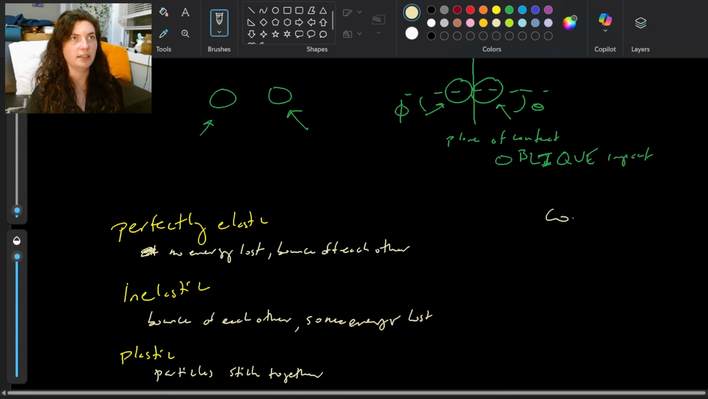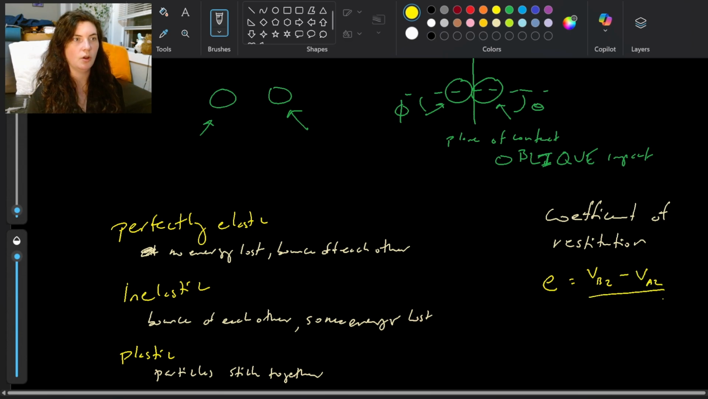And so this is defined by our coefficient of restitution. And the coefficient of restitution is represented by the letter E, just like a lowercase letter e. And it is defined by the velocity of B final minus the velocity of A final over the initial velocity of A minus the initial velocity of B.